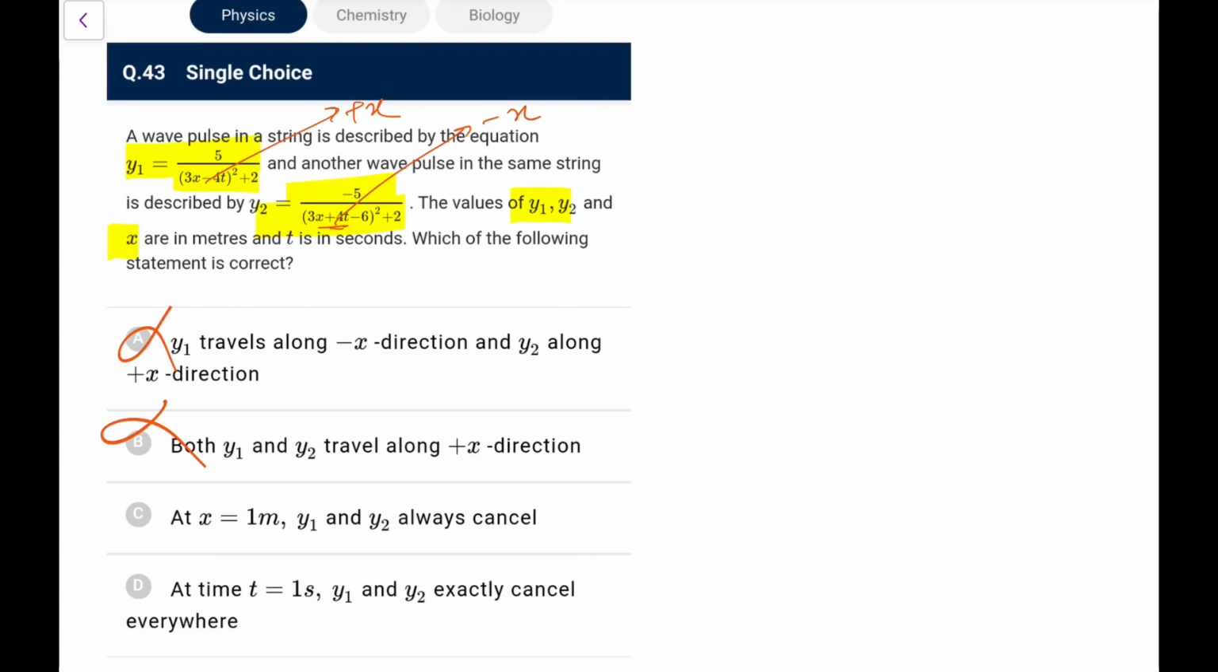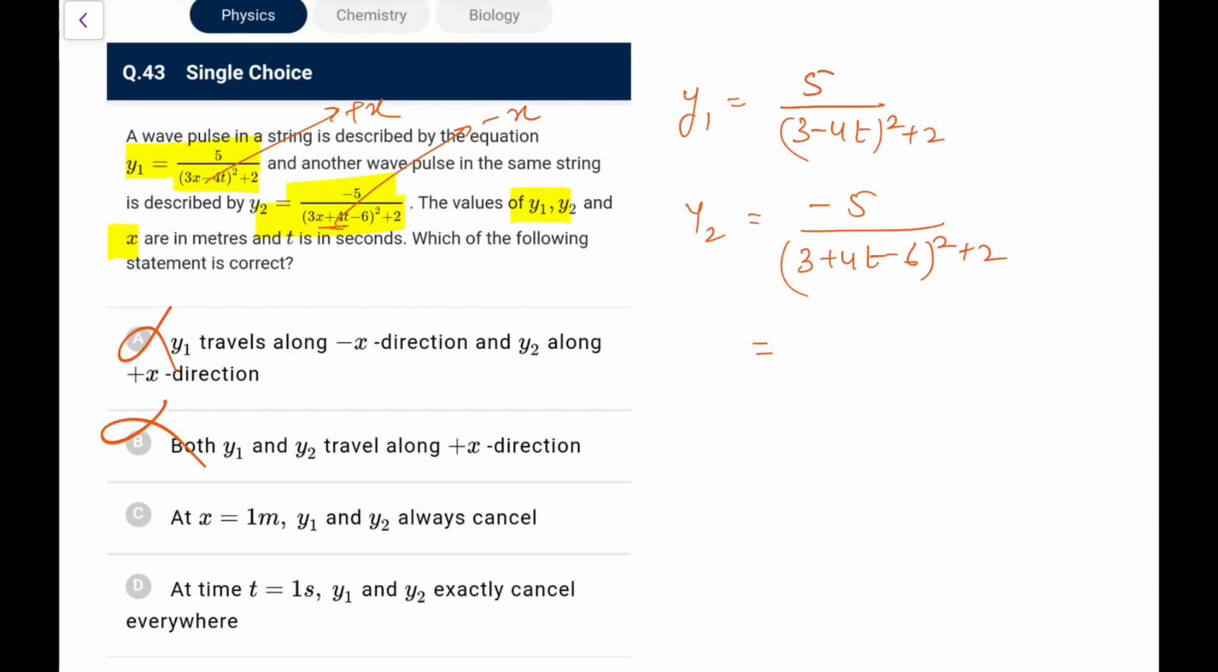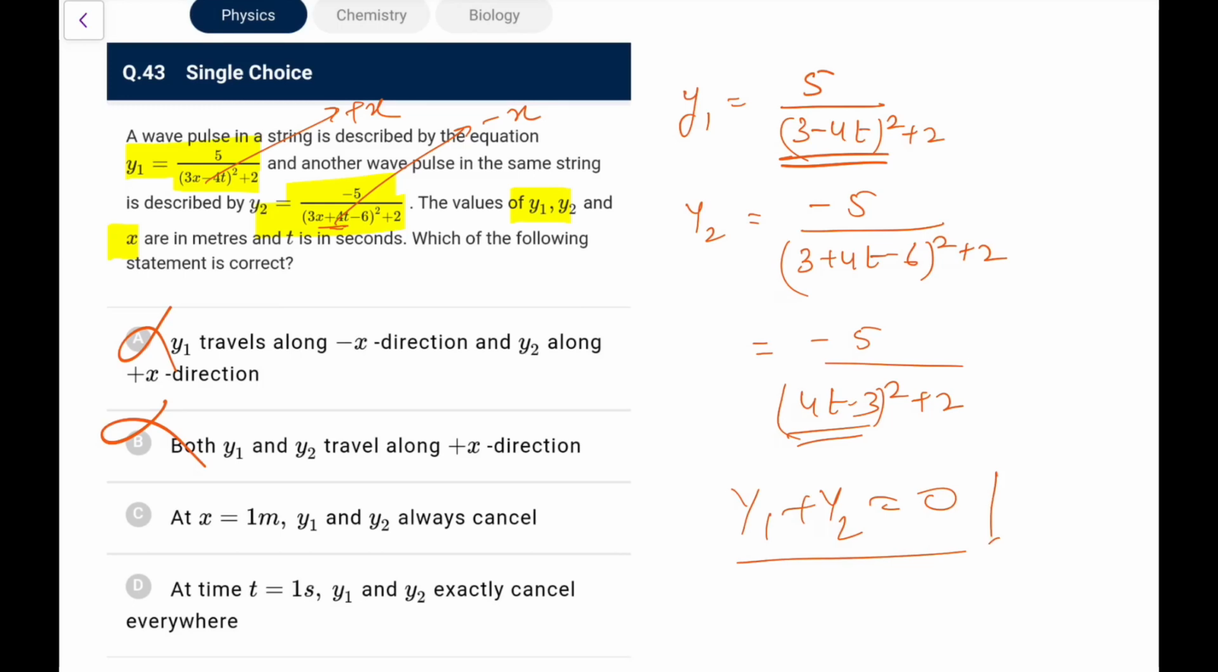Now at x equal to 1 meter, y1 and y2 always cancel, and at t equal to 1 second they always cancel. So let's try for x equal to 1. So at x equal to 1, y1 would be 5 upon 3 minus 4t whole square plus 2, and y2 becomes minus 5 upon 3 plus 4t minus 6 whole square plus 2. So what it becomes is minus 5 upon 4t minus 3 whole square plus 2. So 3 minus 4t whole square or 4t minus 3 whole square, it is one and the same thing, so definitely these are opposite to each other. So y1 plus y2 will be 0 always at x equal to 1. So we'll go for option C, no need to check D now.